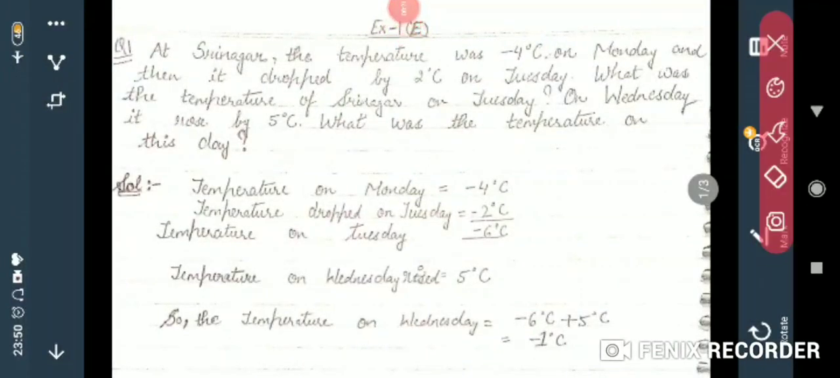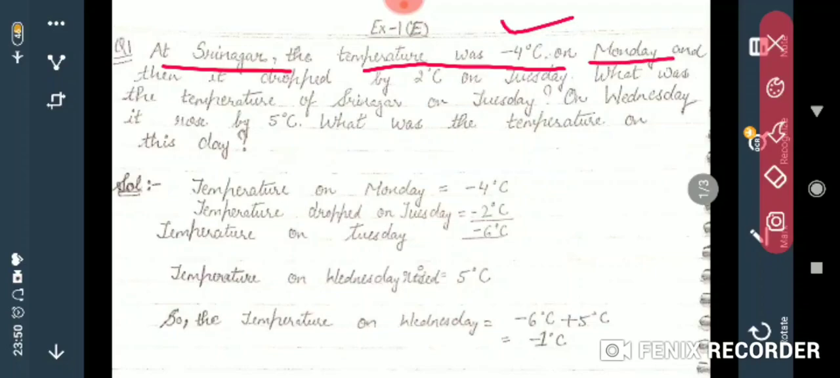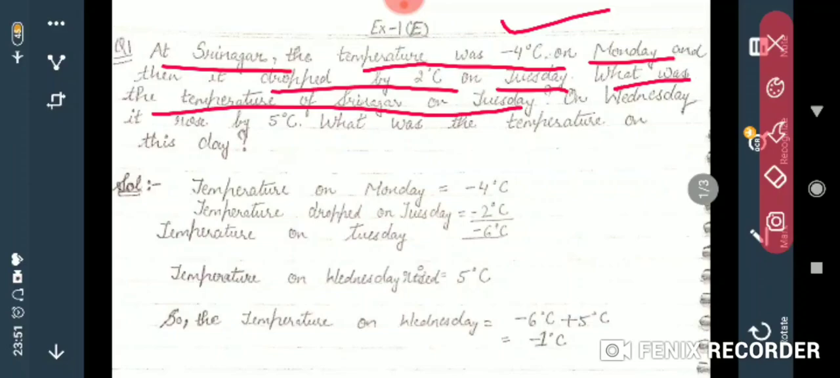The first question is, at Srinagar, the temperature was -4 degrees Celsius on Monday. So on Monday, what was the temperature of Srinagar? -4 degrees Celsius, and then it dropped by 2 degrees Celsius. So on Tuesday, what happened? The temperature dropped, which means it decreased by 2 degrees Celsius on Tuesday. What was the temperature of Srinagar on Tuesday? So exactly what was the temperature on Tuesday?